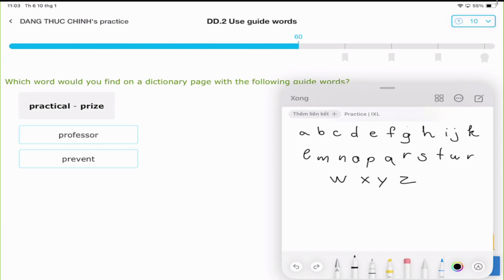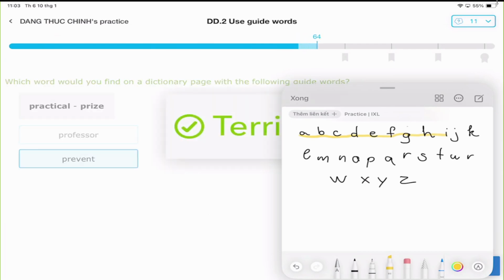Practical and prize. So between A and I, we would find here. Between A and I, there are not any O, so I don't think professor would be it, but there is E, so prevent.